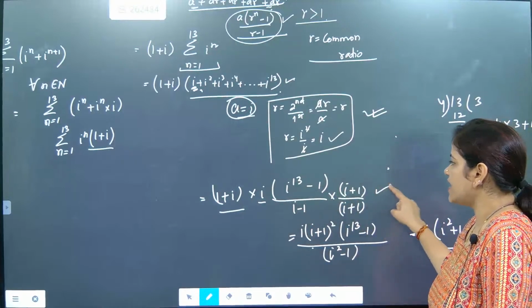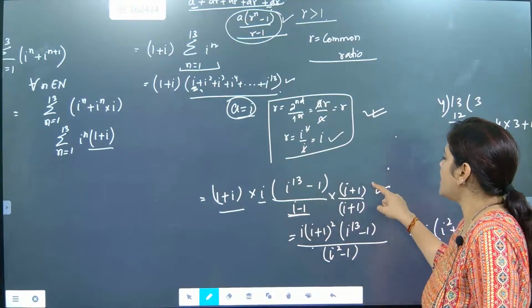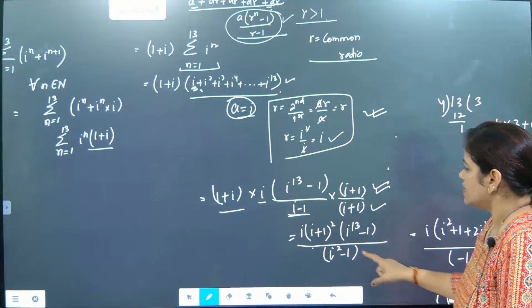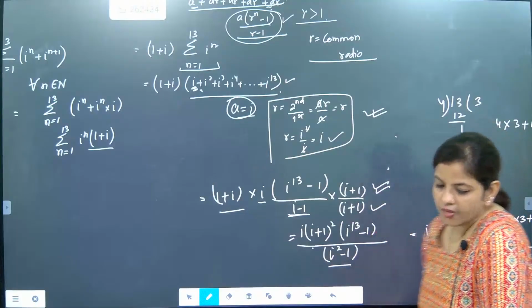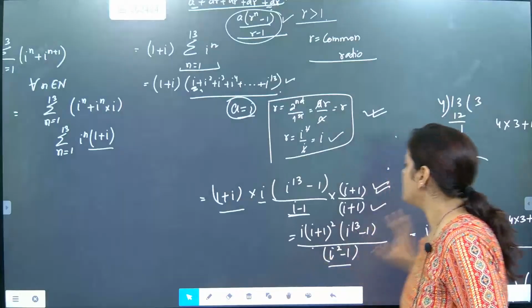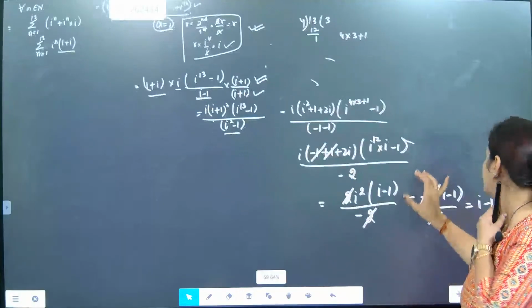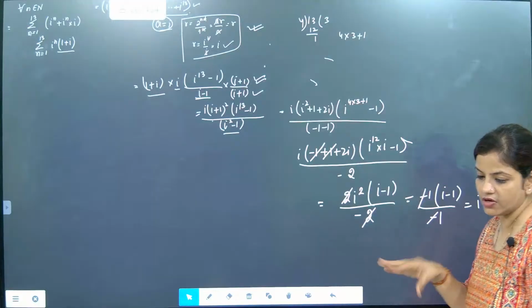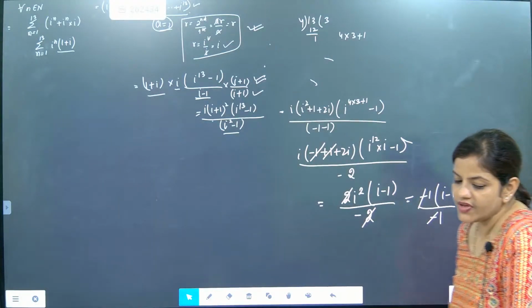And then I rationalize it because here i minus 1 was there. So I rationalize it with i plus 1 and i plus 1. Then here i square minus 1 came, i square is minus 1. Based on this only I have solved the question. And then finally we got the answer: i minus 1. This was the question and this is the way we have solved it.